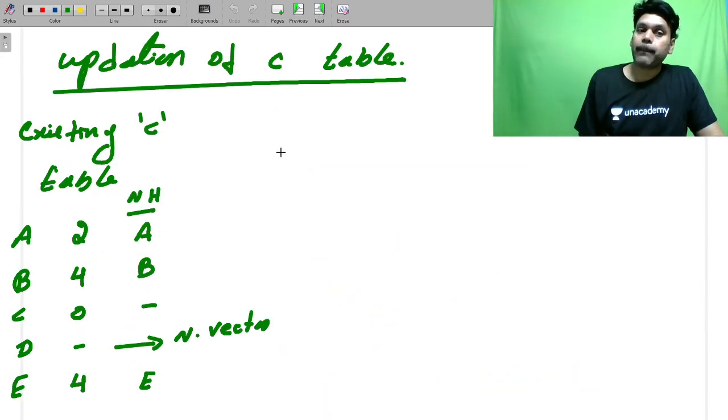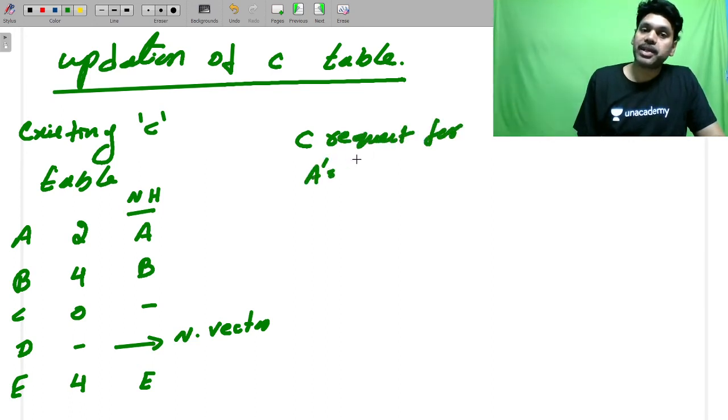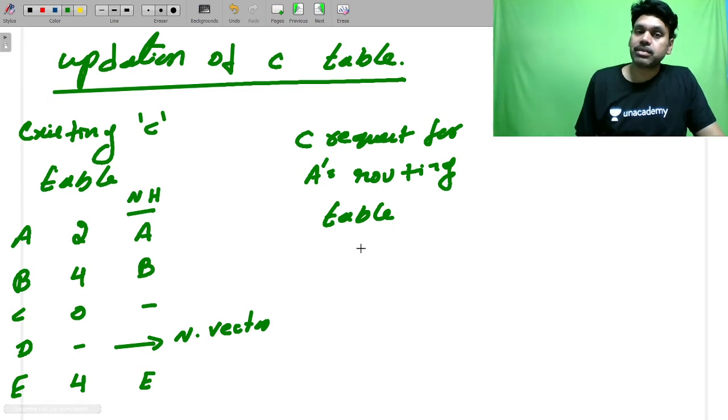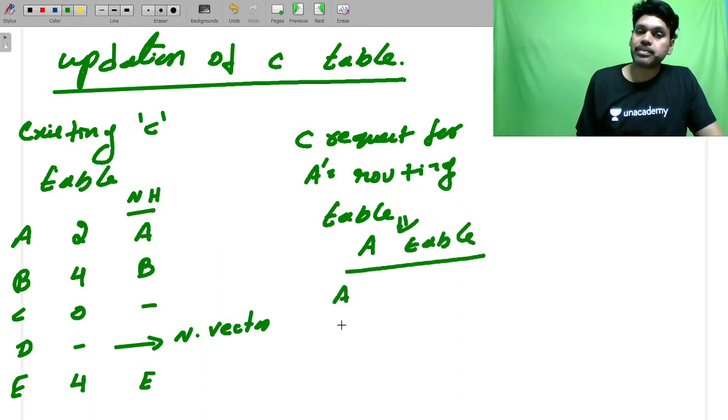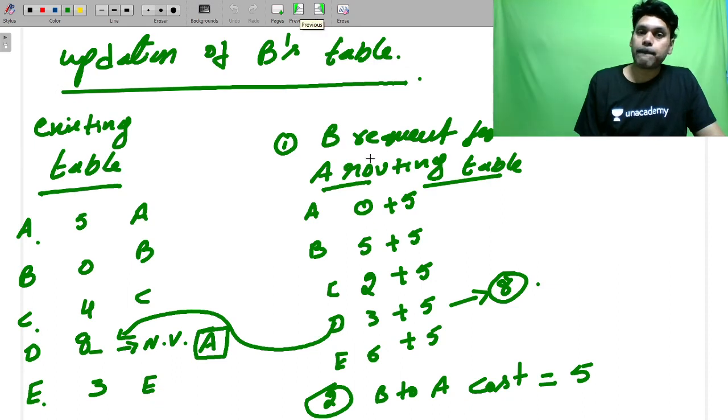C requests A's routing table. Don't worry, I will give you a shortcut. So we are going to take the A table. What is your A table? The very latest one. Your A routing table is this one: 0, 5, 2, 3, 6.